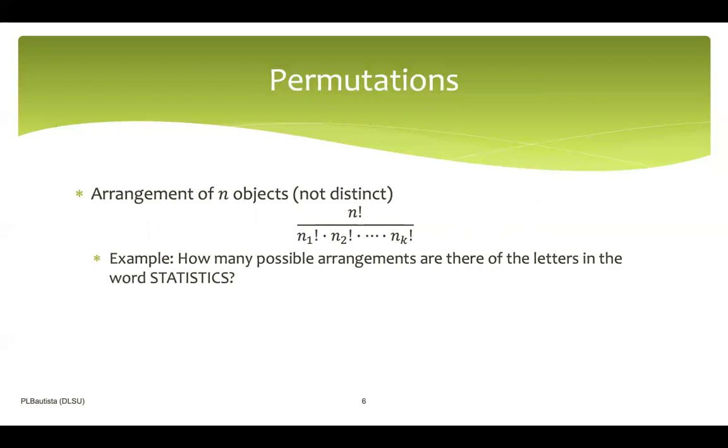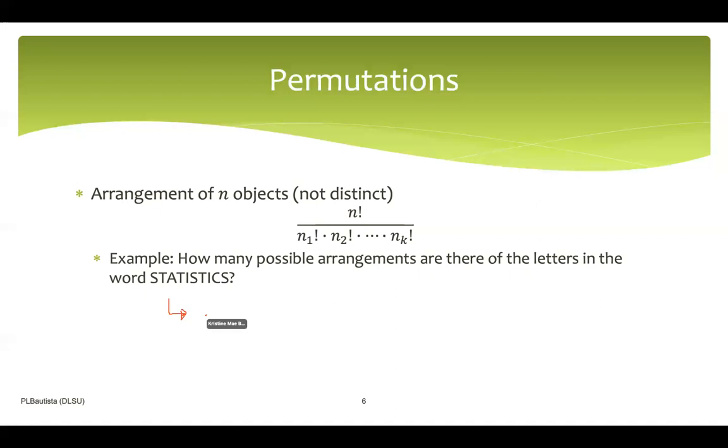So now the formula is given by n factorial divided by n1 factorial, n2 factorial, up to nk factorial, where in the denominator we are just counting the objects which are not distinct. Okay, so to illustrate for the word statistics, the number of ways we can permute this is as follows.